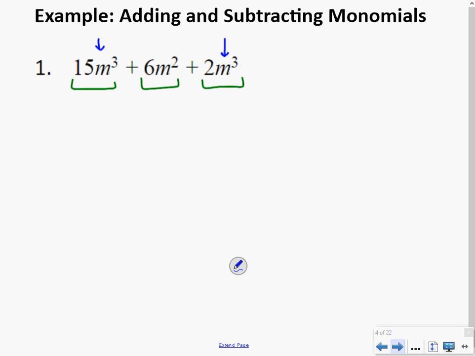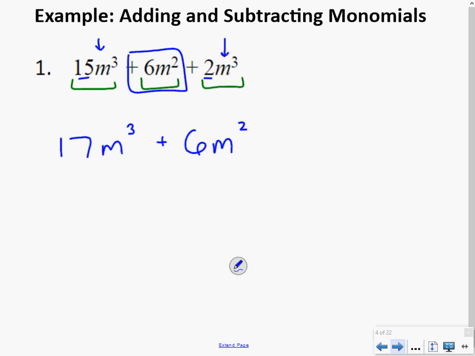When we do this, we take the 15 and the 2. That combines to make 17. However, it keeps the m to the 3rd power. We don't do anything with the exponent of the variable. We are combining by only adding together the coefficients. The variable and the exponent remain the same. This leaves us with a 6m squared here. That doesn't combine with anything, so we can't forget about it. We have to make sure we copy it back down for our final simplified answer.